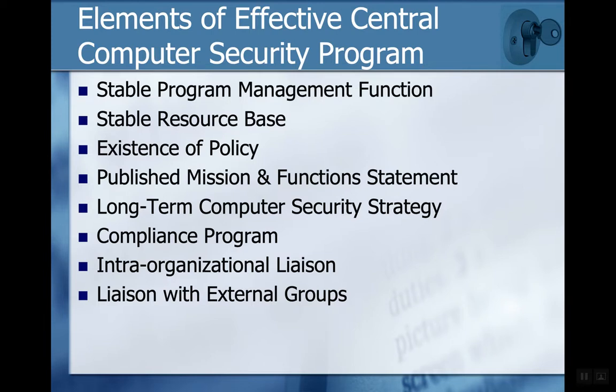So a couple of attributes. These are some of the different elements we look at. You want a stable program. You want to have a core organization that's funded, that has stability, and that has objectives and tasks clearly defined, both from a program perspective and from a resource perspective. It's not the type of thing where you decide that this year we'll create an organization and next year we'll get rid of it.